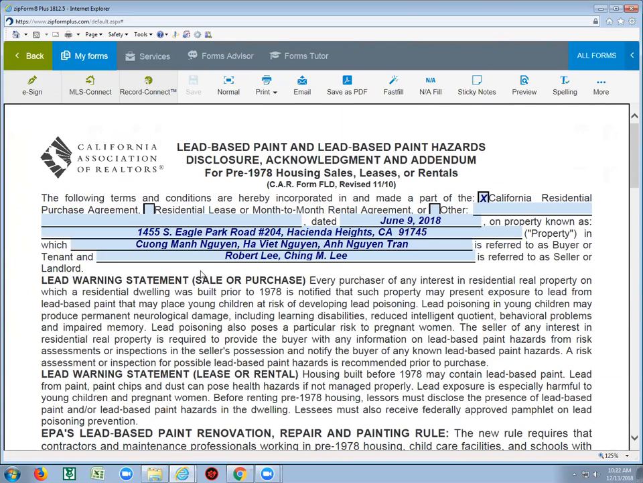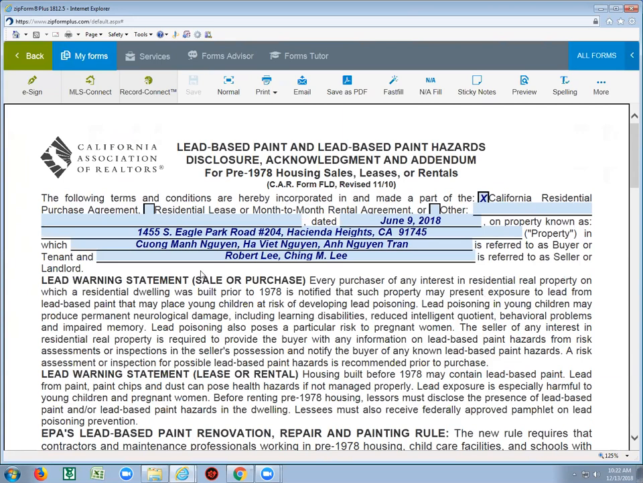The following terms and conditions are hereby incorporated and made part of a, whatever, it could be purchase agreement or lease agreement. Most likely there are two forms. Doesn't matter if you lease an apartment or you're buying any building, they will let you sign if it is 1978 or earlier. You put the buyer's name or tenant's name and seller's name, everything, and the address. And always when you date it, it's what?